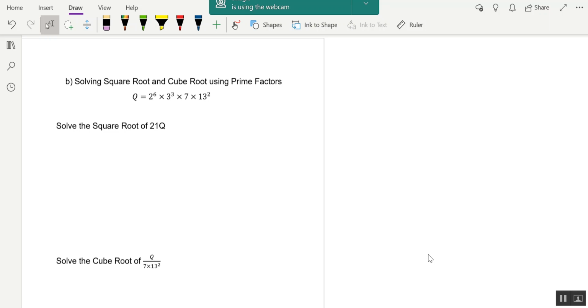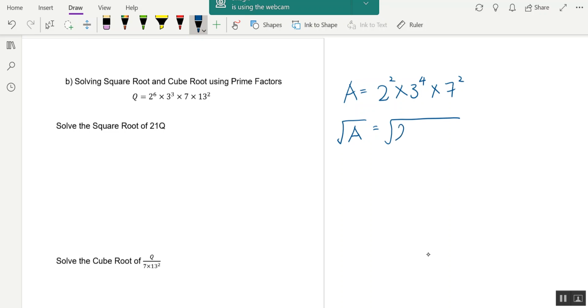Let me talk about a concept first. Let's say I have a number A, which is 2 squared times 3 to the power of 4, times maybe 7 squared. Now let's say the question asks you to find the square root of A using the prime factors method. You need to put the product of the prime factors inside. And when you square root something, it means the power divided by 2.